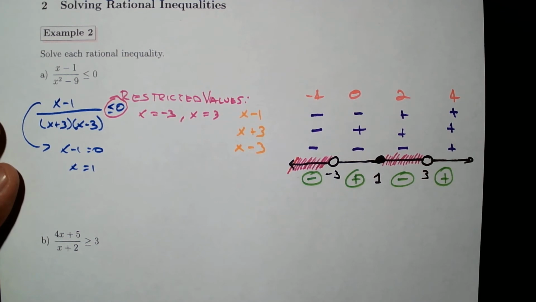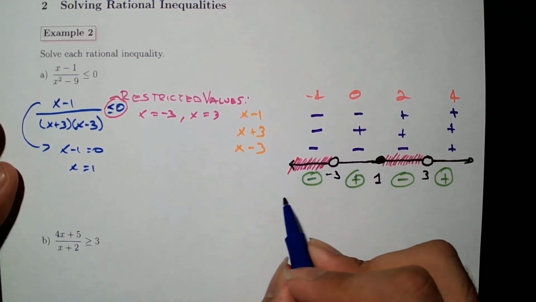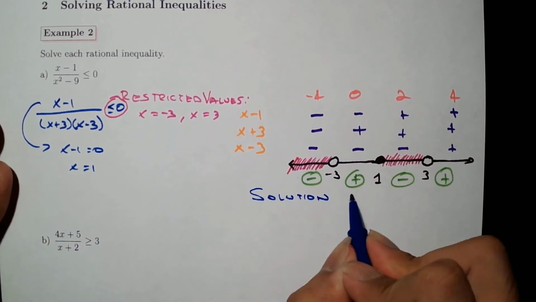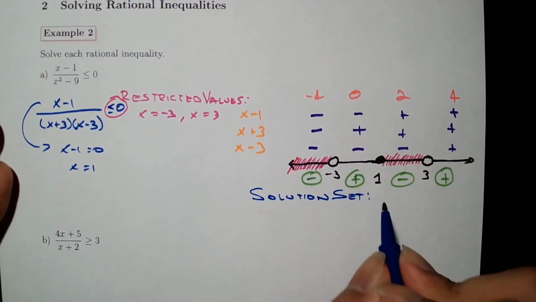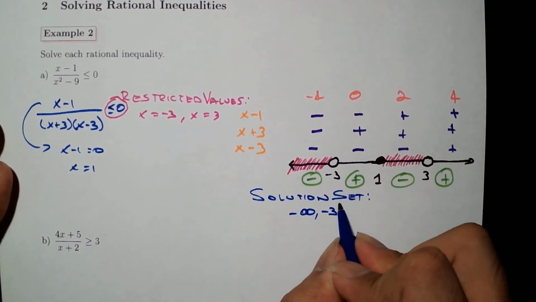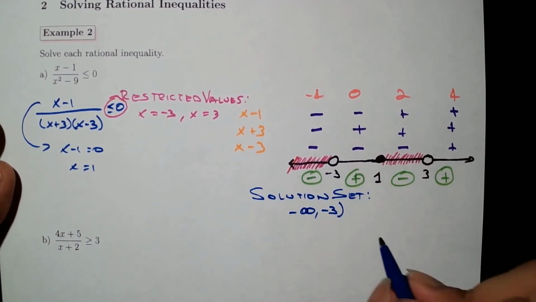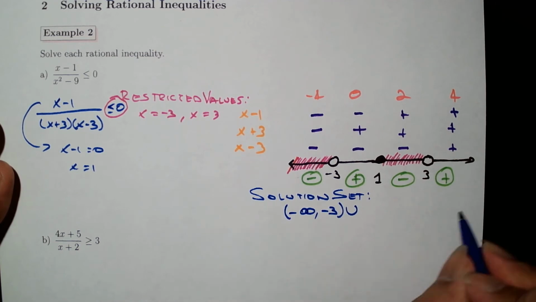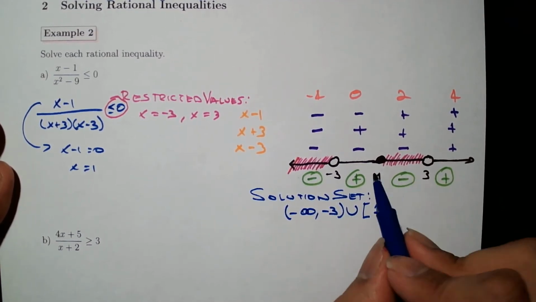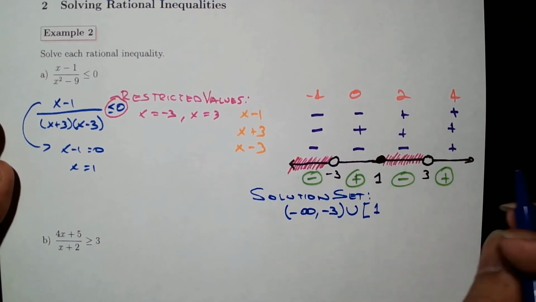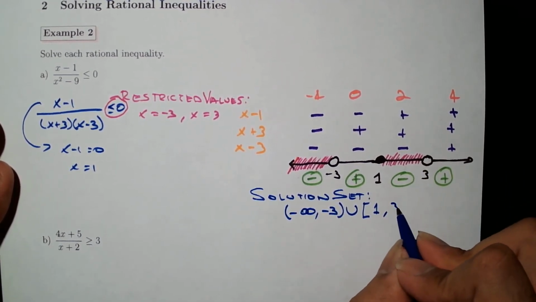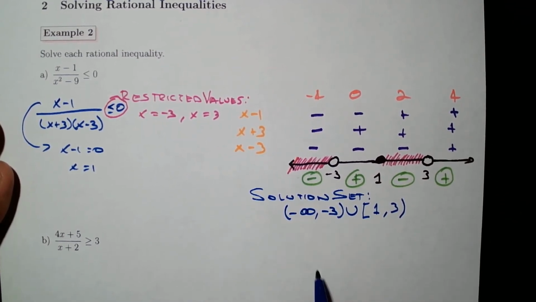All right, so let's write down using interval notation. So the solution set is going to be negative infinity to negative 3 with parentheses because of the open bubble, union 1, but in this case a bracket because we have a full bubble, to 3 in this case with parentheses.